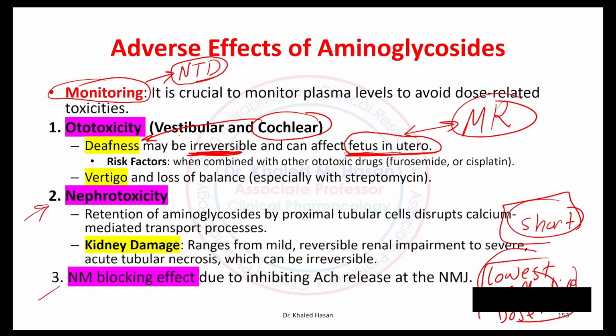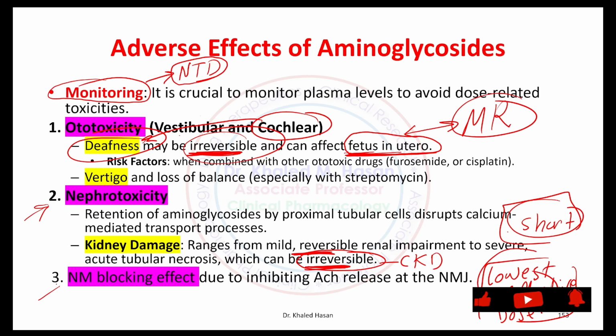Because if anything happens in the beginning, the side effect will be reversible. If you persist in the treatment, if you continue with the treatment, the adverse effect will become irreversible. The patient will suffer from chronic kidney disease, CKD. The patient will suffer from permanent deafness, for example, irreversible permanent deafness. It's very important to take this into consideration.